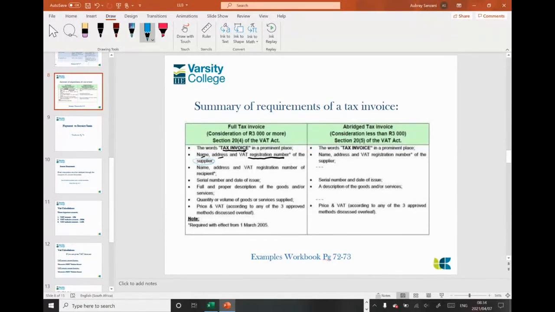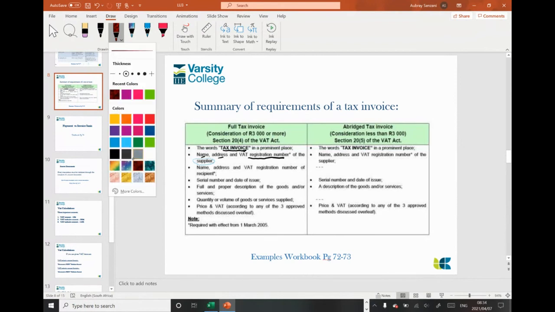Then you also need... I don't want to change colors because black is not loud enough.